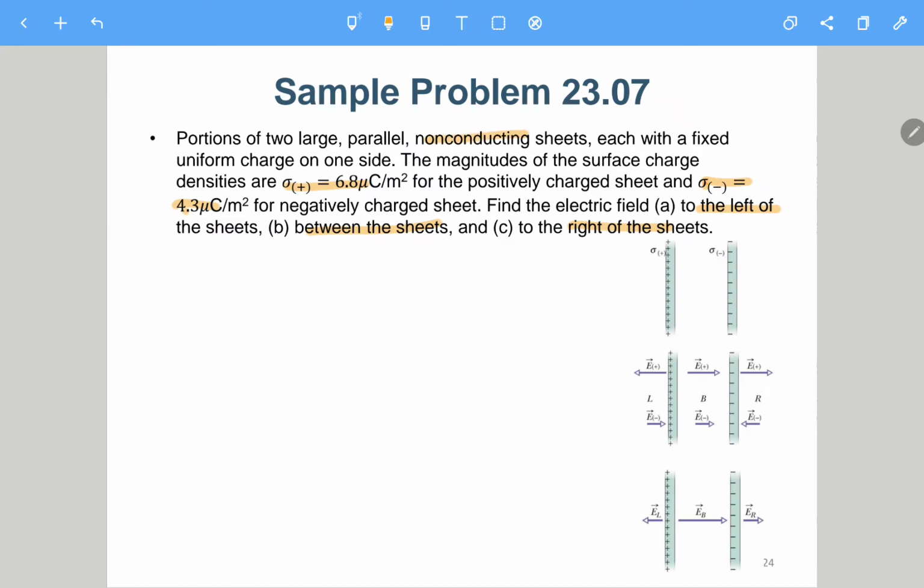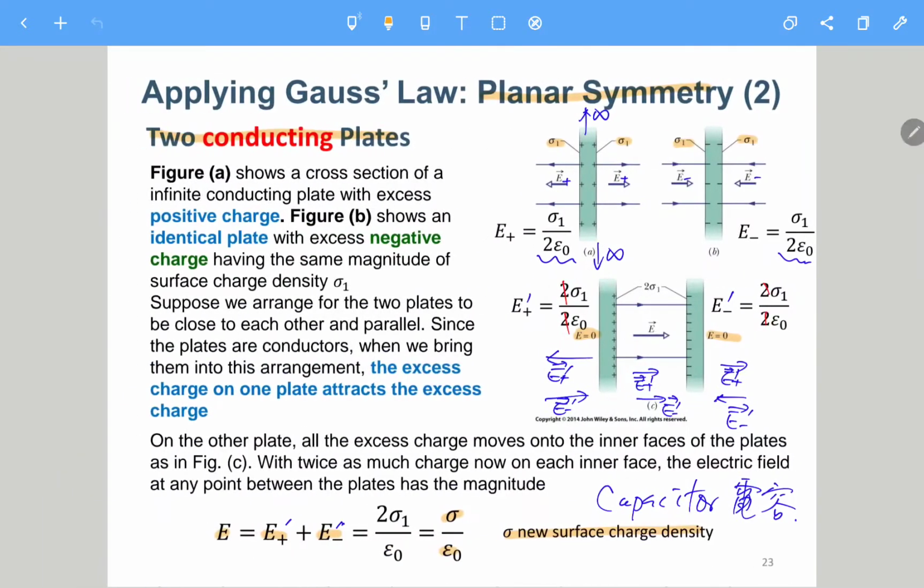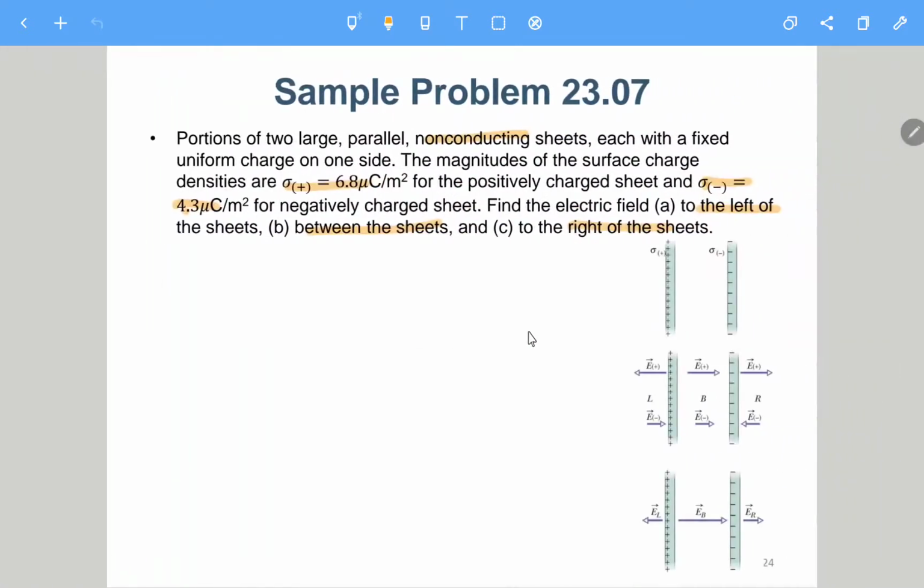So non-conducting means there will not be induced charge, or for this case, the charge will be attracted to the inner surface. But for non-conducting plate, the charges are not free to move. So in this case, we have E plus equals sigma plus over 2 epsilon naught, because there will be E field on both sides. Okay, E plus, and then for E minus, it will point to the plate.